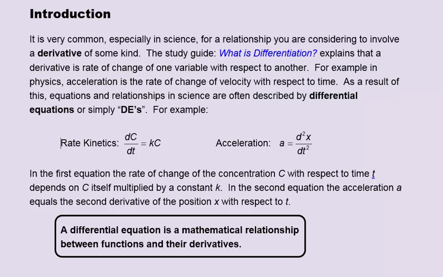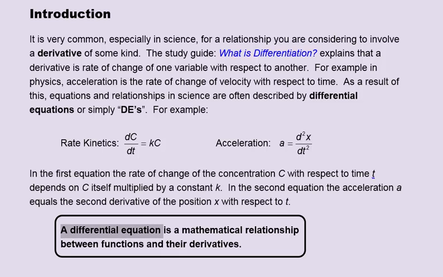For example, rate kinetics: dc by dt equals kc. Acceleration: a equals d2x by dt squared. In the first equation, the rate of change of the concentration c with respect to time depends on c itself multiplied by a constant k. In the second equation, the acceleration a equals the second derivative of the position x with respect to t.